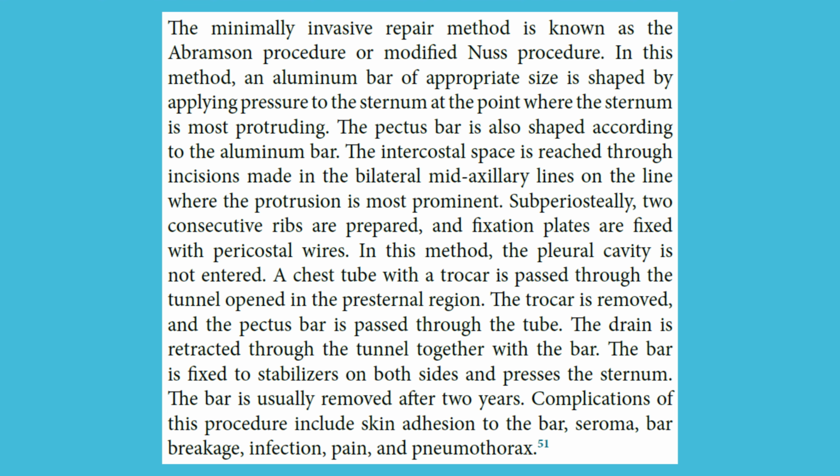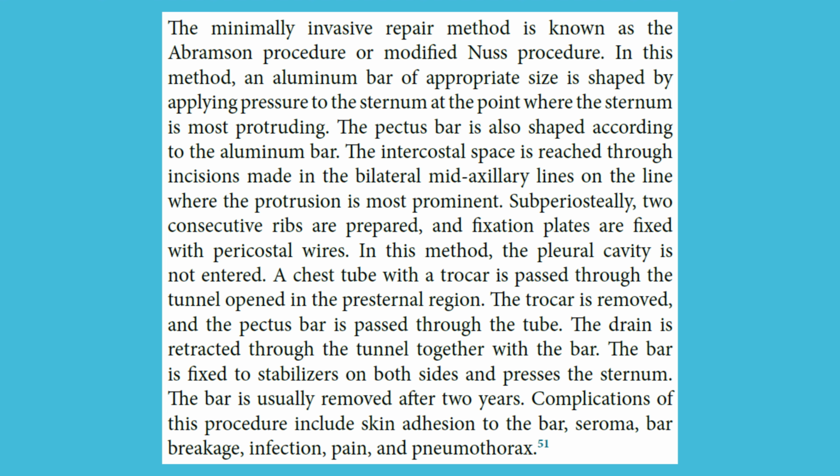The minimally invasive repair method is known as the Abramson procedure or modified Nuss procedure. In this method, an aluminum bar of appropriate size is shaped by applying pressure to the sternum at the point where the sternum is most protruding. The pectus bar is also shaped according to the aluminum bar. The intercostal space is reached through incisions made in the bilateral mid-axillary lines on the line where the protrusion is most prominent. Subperiosteally, 2 consecutive ribs are prepared, and fixation plates are fixed with pericostal wires. In this method, the pleural cavity is not entered.